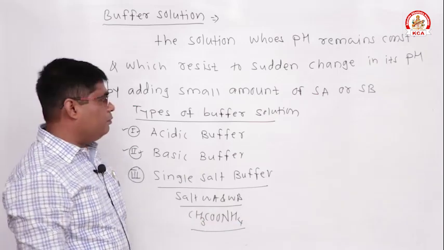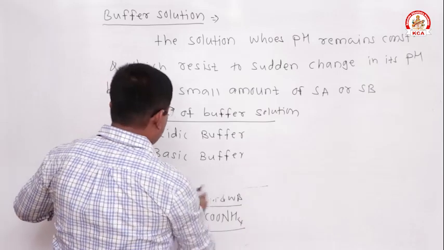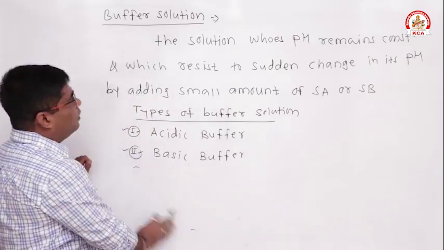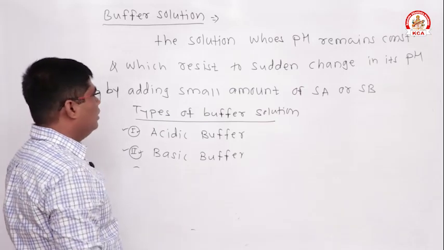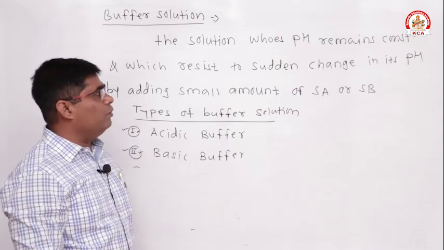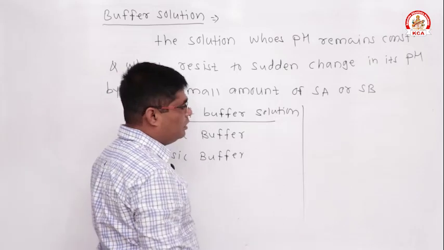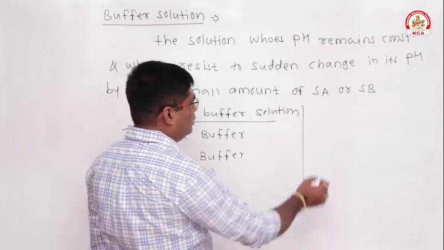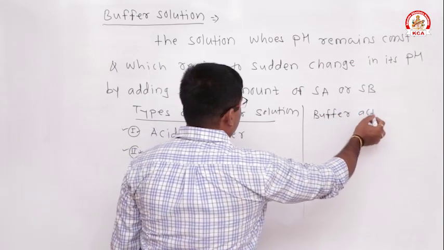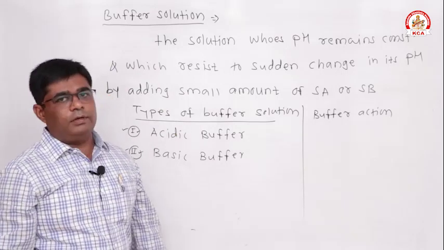So how many types of buffer solution? 3 types. How many do we need to consider? Only 2. What is the buffer solution? The solution whose pH remains constant and which resists sudden change in its pH by adding a small amount of strong acid and strong base. This is known as the buffer solution, and keeping the constant pH is known as the buffer action.